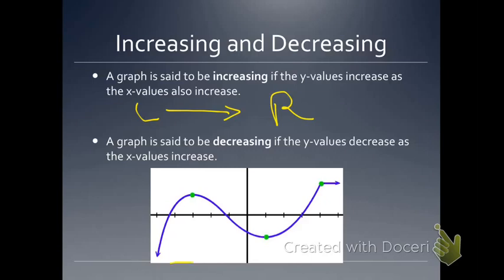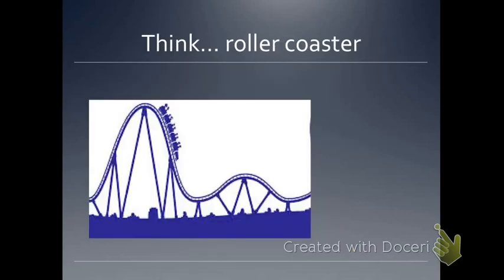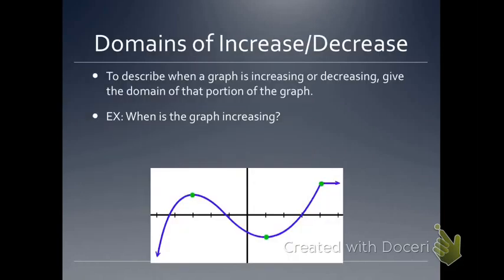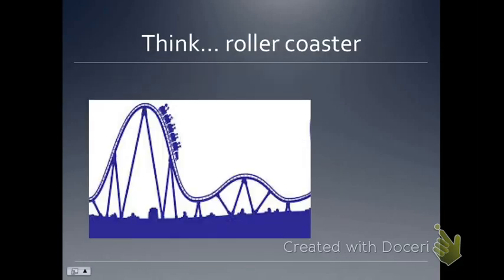So what we want to know is, as we read left to right, is the graph going up or is the graph going down? Think roller coaster. Again, left to right. If we were watching the roller coaster go left to right, if the people on the roller coaster are heading upwards, it's increasing. If they're going down, it's decreasing.